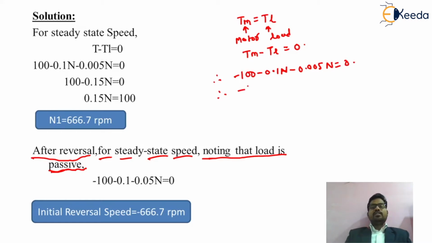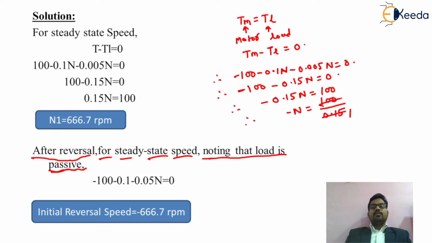So we are getting minus 100 minus 0.15 N is equal to 0. So obviously minus 0.15 N is equal to minus 100, which will be plus 100. If you want to get the value of N, that is called as minus N, or N is equal to 100 divided by 0.15. So the value of N is positive.